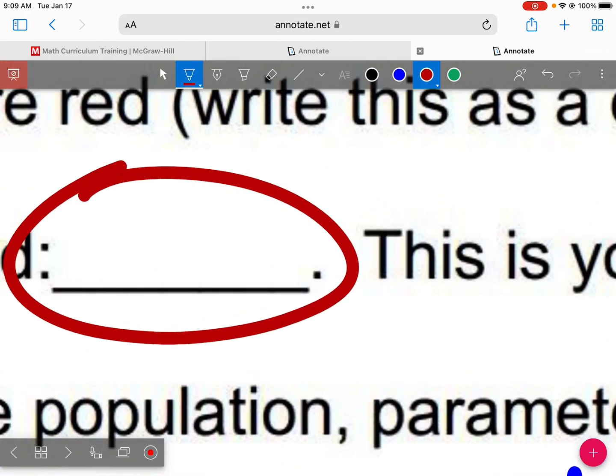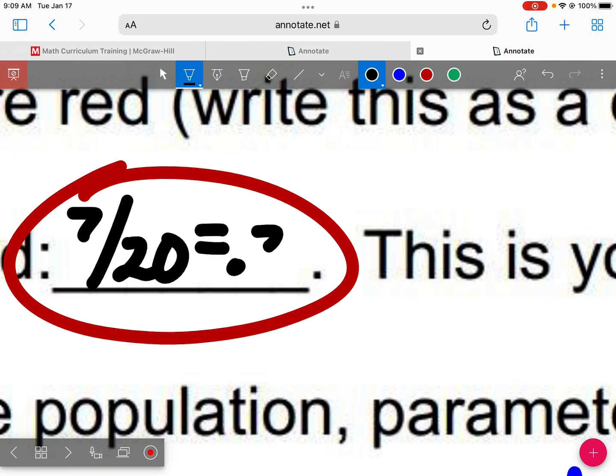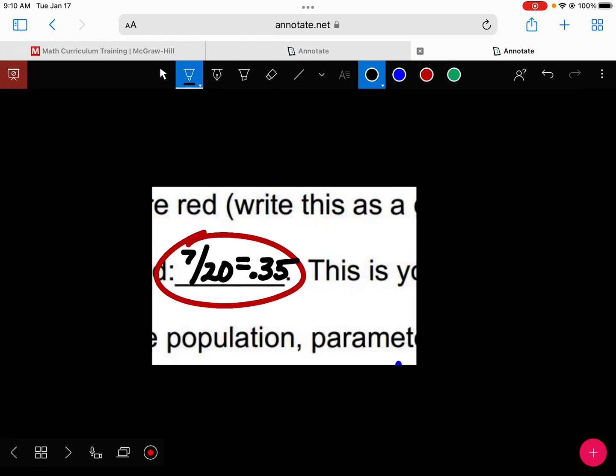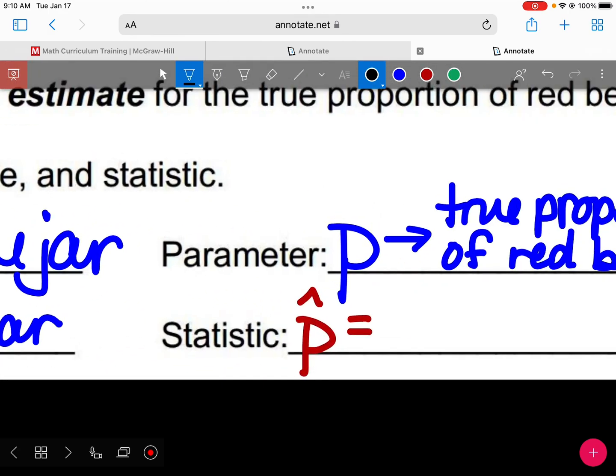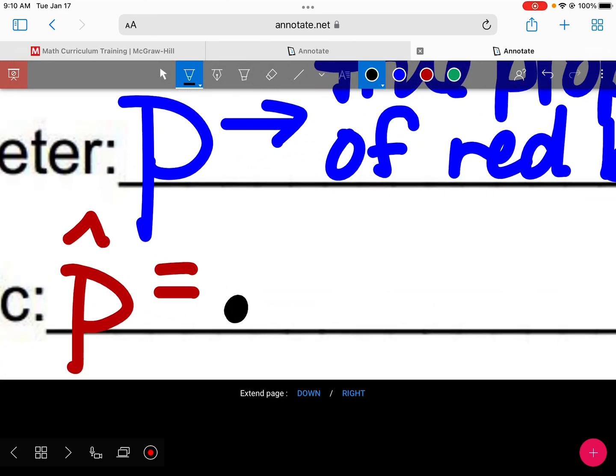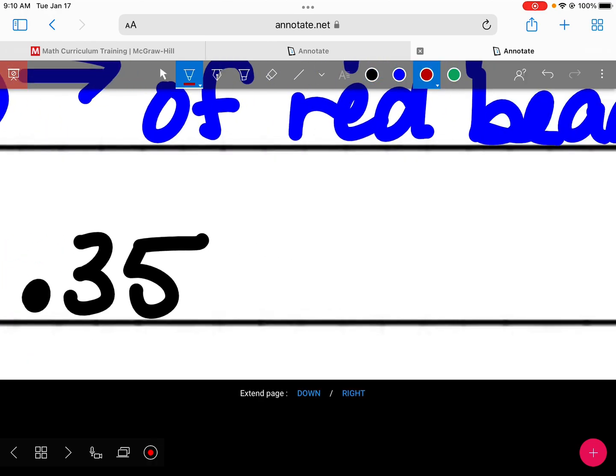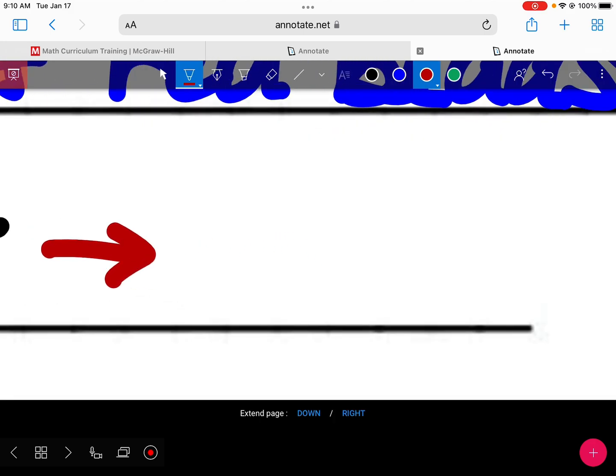When I was playing around with these earlier, 7 out of my 20 beads were red, which gave me a statistic of 0.35. So that's just an example of a statistic here. You would put your number. I'm going to put mine here. And what does P hat represent again? The sample proportion. We're going to call this a point estimate, but yes, it is my sample proportion.